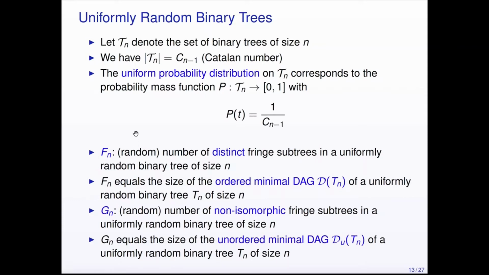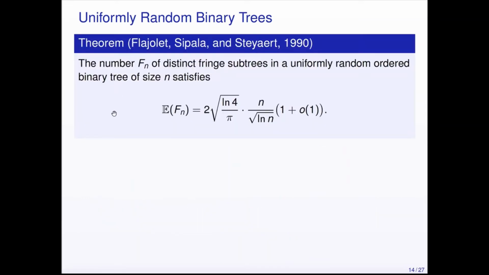Okay, so the number Fn has been analyzed before. There's a theorem by Flajolet, Sipala, and Steyaert from 1990, which states that the number Fn of distinct fringe subtrees in a uniformly random ordered binary tree of size n satisfies this asymptotic estimate in expectation. So the expectation of Fn grows asymptotically as n over square root of log n times this constant. And in our paper, we were able to reprove this theorem with a different proof technique.